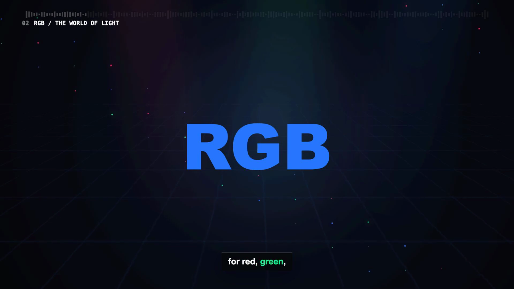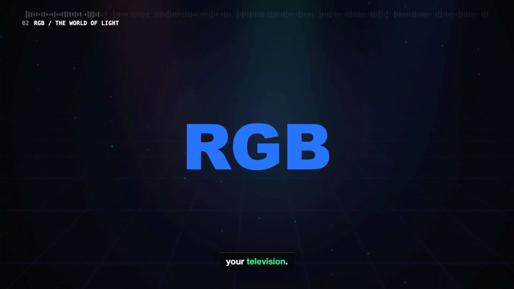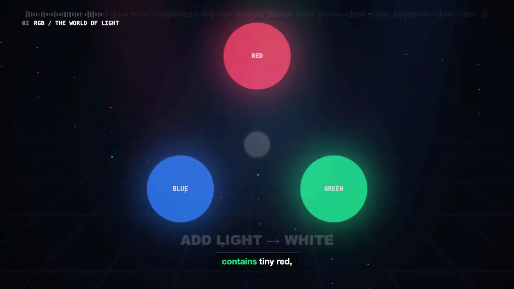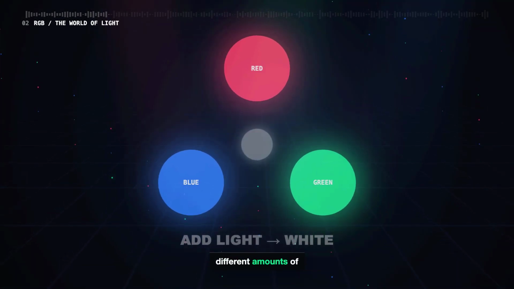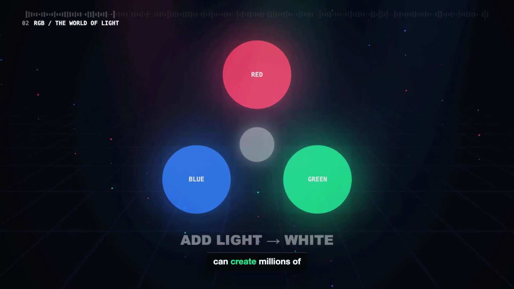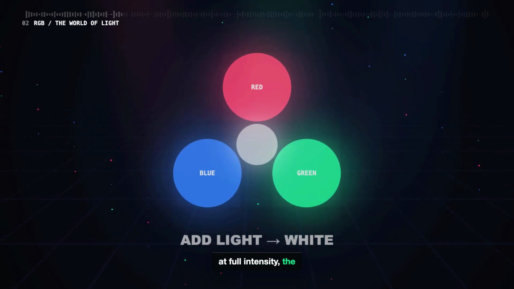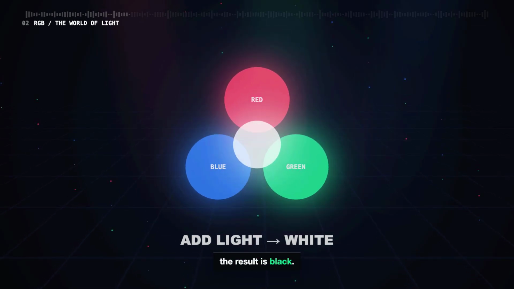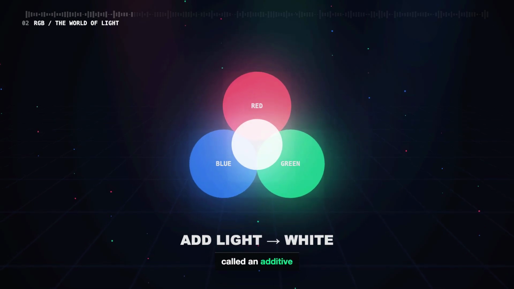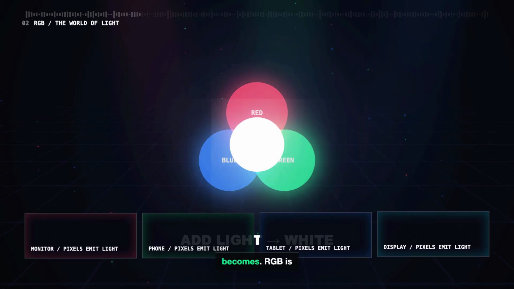RGB stands for red, green, and blue. It is the color system used by digital screens: your phone, your laptop, your television. Every pixel on a screen contains tiny red, green, and blue light sources. By combining different amounts of these colors, screens can create millions of unique colors. When all three colors are displayed at full intensity, the result is white. When no light is displayed, the result is black. This is why RGB is called an additive color model. The more light you add, the brighter the image becomes.